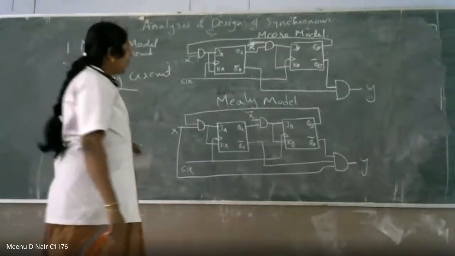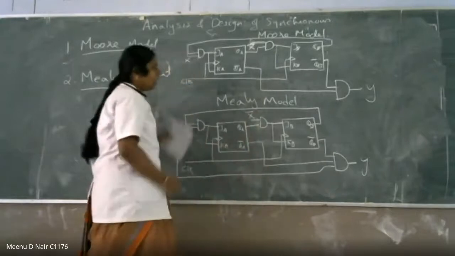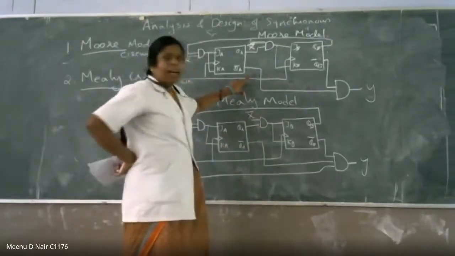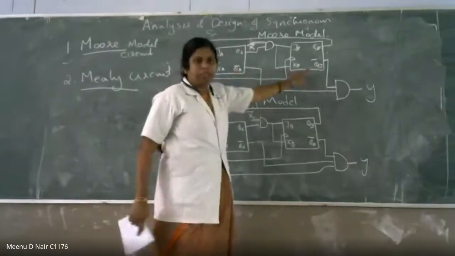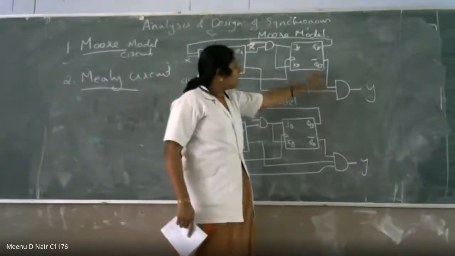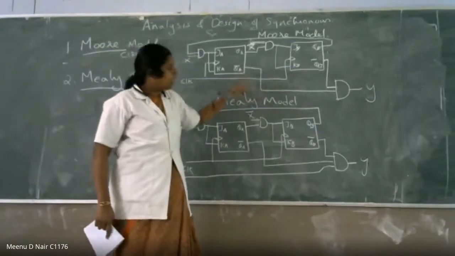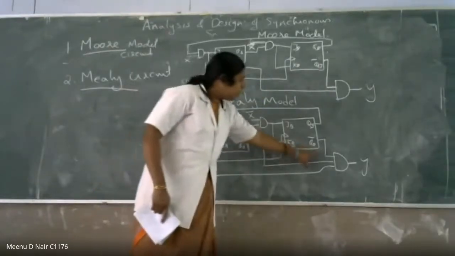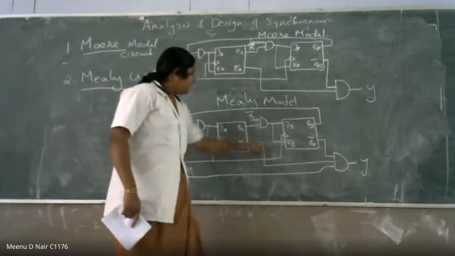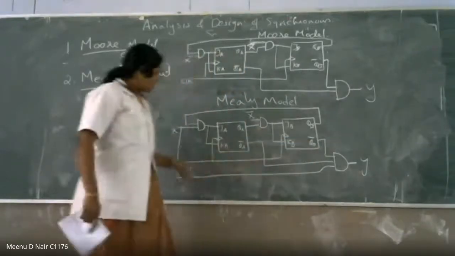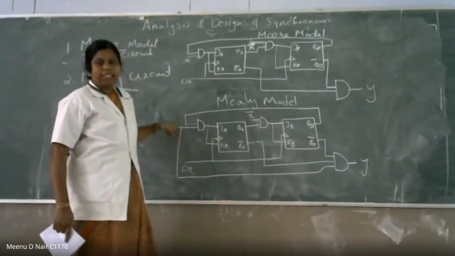Okay. So what is this? This is the Moore model as well as the Mealy model. In the Moore model, you have only the present state of the flip-flop. You have two flip-flops and the output is depending only on the present state of the flip-flop. That is the Moore model. But in the case of the Mealy model, it is depending on both the present state of the flip-flop as well as the input which is available here. Here, what is the input? X is your input.